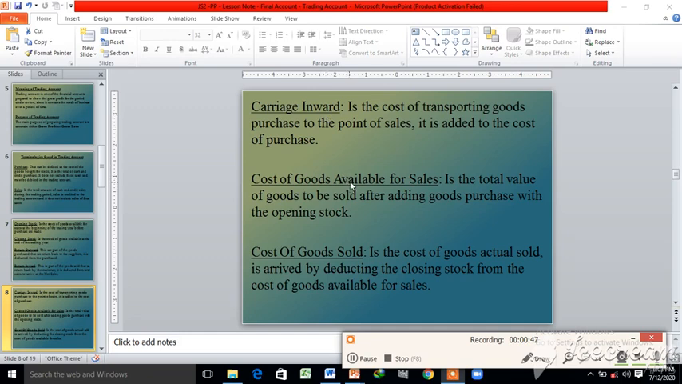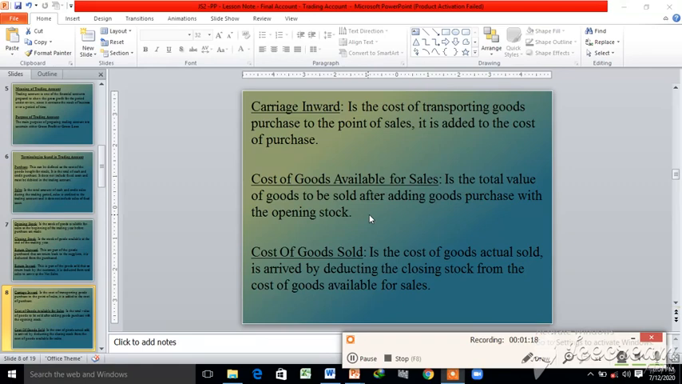Cost of goods available for sales is the total value of goods to be sold after adding goods purchased to the opening stock. Can you see this now? For us to have the cost of goods available for sales, we call it COGAS. C-O-G-A-S, COGAS: cost of goods available for sales. The total value of goods to be sold after we have added goods purchased to the opening stock.